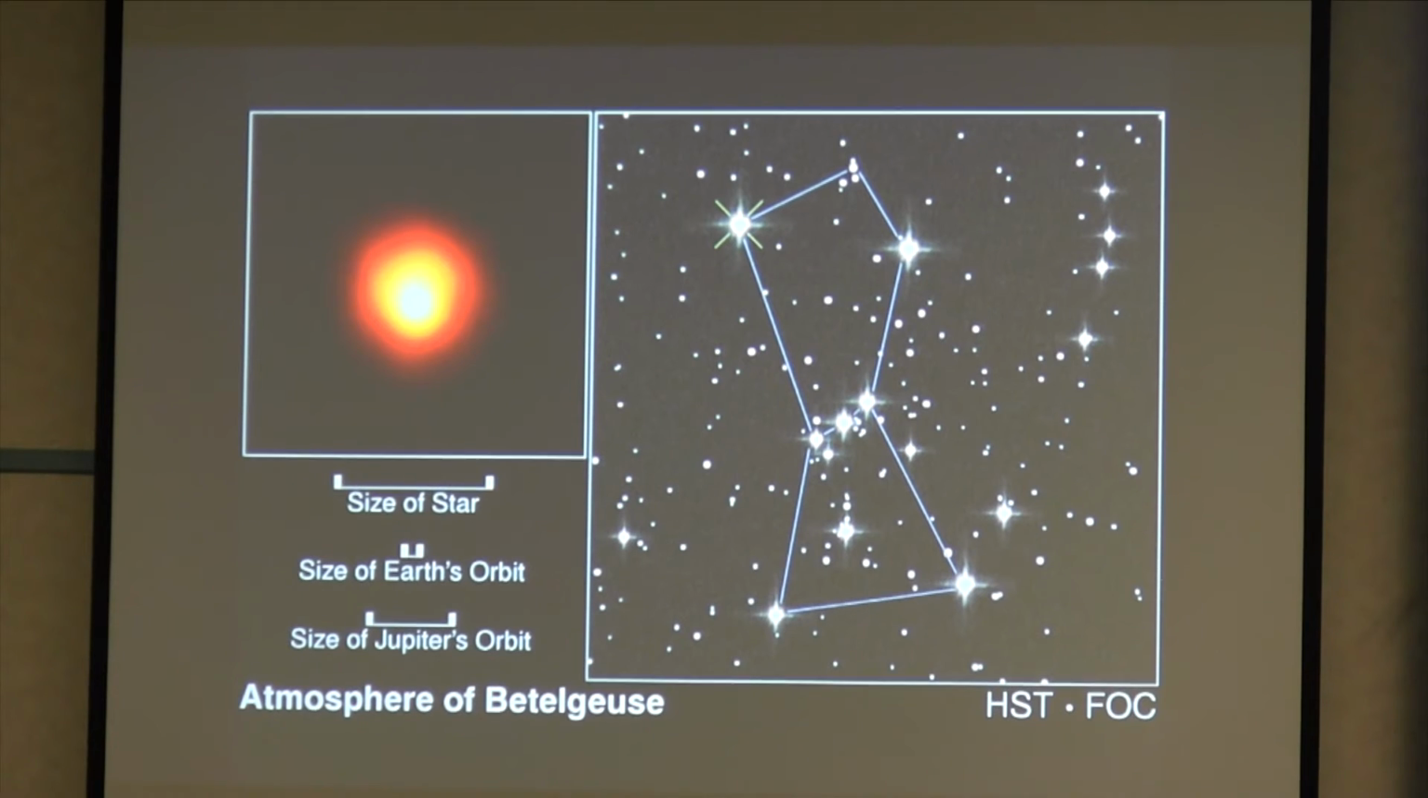All right? Why? Because it's a supergiant star. Okay? So if this is the size of the star, this is the size of Earth's orbit, this is the size of Jupiter's orbit. If you take Betelgeuse and put it where the sun is, Mercury, Venus, Earth, Mars, the asteroid belt, and Jupiter would all be orbiting inside the size of that star. It's about 1,000 times the diameter of our sun. So that's a really big star.